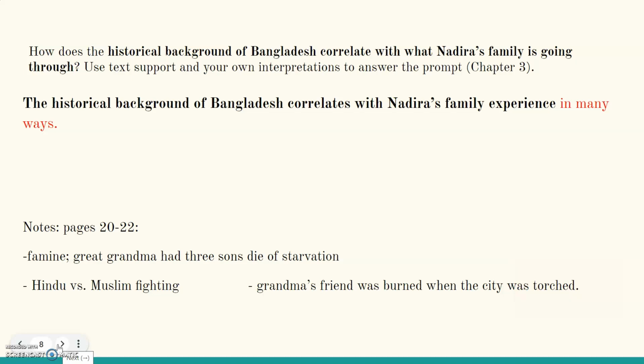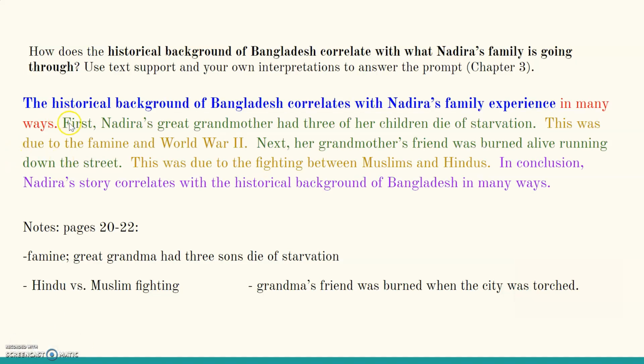So how are we going to put this in? First, we need to start with transition words. Our first transition word is going to be first. First, Nadira's great-grandmother had 3 children die of starvation. And now I need to explain my evidence. I can't just say that evidence. This was due to the famine and World War II. Next, another transition word and my evidence. Grandmother's friend was burned alive running down the street. And then I have to explain: this was due to the fighting between the Muslims and the Hindus.